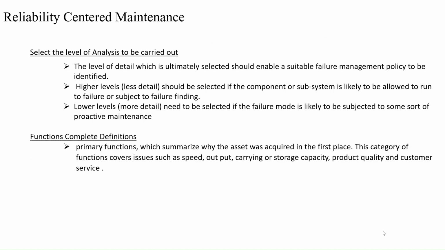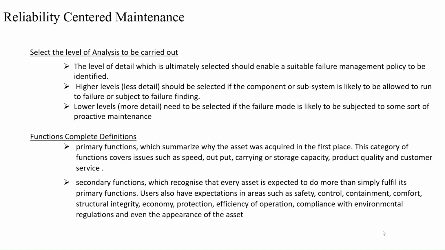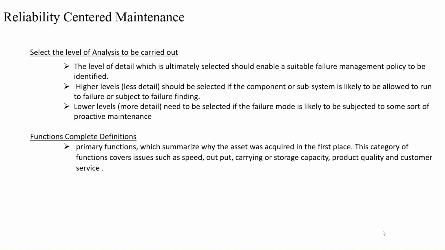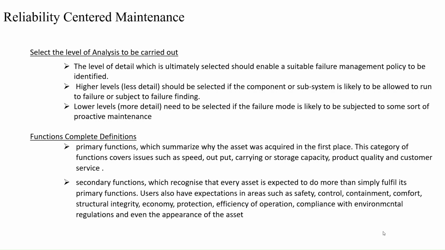Primary functions, which summarize why the asset was acquired in the first place. This category of functions covers issues such as speed, output, carrying or storage capacity, product quality, and customer service. Secondary functions, which recognize that every asset is expected to do more than simply fulfill its primary functions. Users also have expectations in areas such as safety, control, containment, comfort, structural integrity, economy, protection, efficiency of operation, compliance with environmental regulations, and even the appearance of the asset.